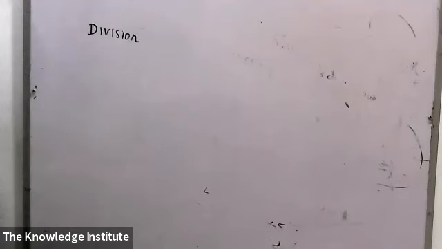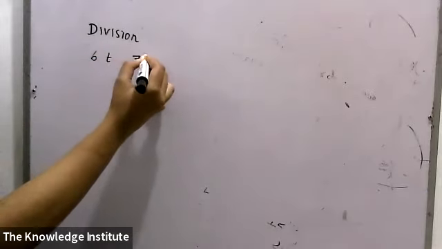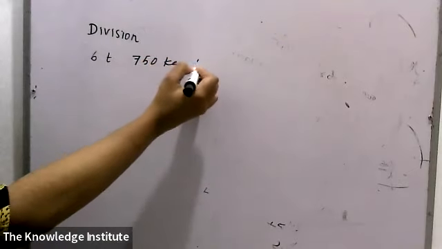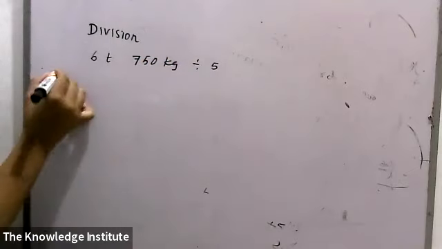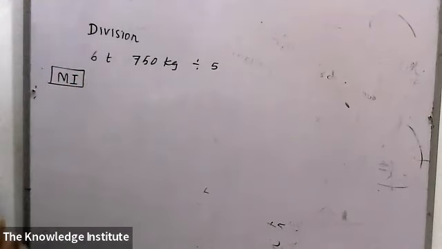Then let's get into the division. Let's say they are telling us to divide. So you have two methods to divide this. I'm going to tell both the methods. Let's say they are telling to divide 6 tons, 750 kilograms by 5. So I'm going to tell you method 1 and method 2. You can go for whichever method you think is convenient for you.